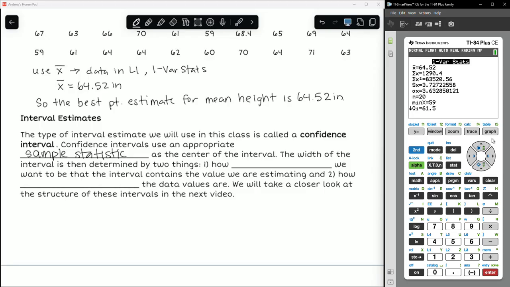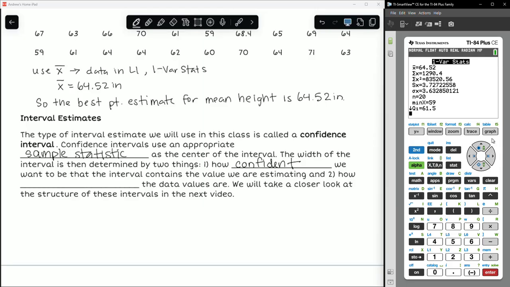How confident we want to be that the interval contains the value that we're trying to estimate. The more confident I want to be, the wider I want that interval to be. Think of it like darts. If I want to be sure that my dart is going to hit the board, it's easier if I have a bigger board, particularly for me who is wildly uncoordinated. Intervals in statistics work the same way. If I want to be more confident my interval contains the correct value, I want to make my interval wider.